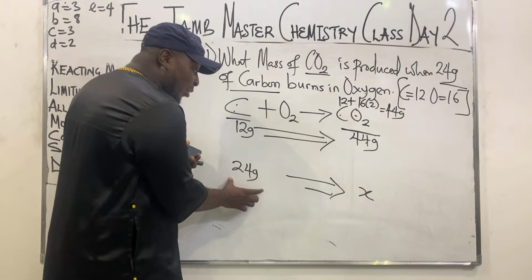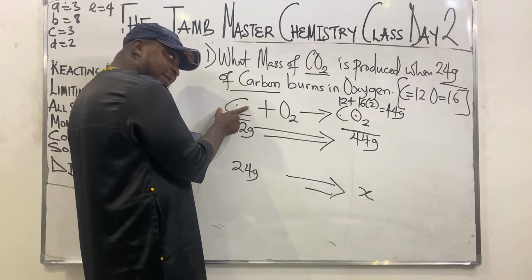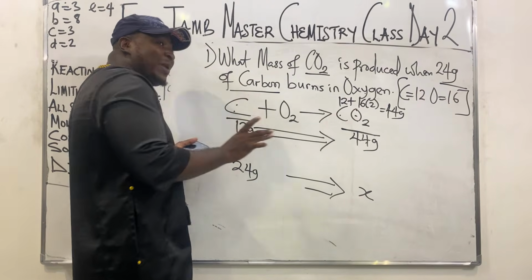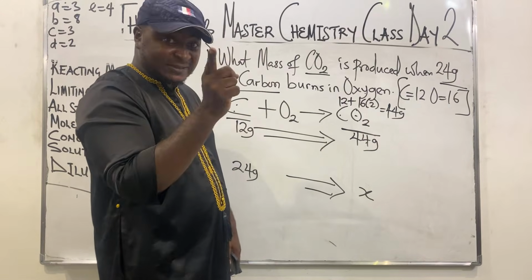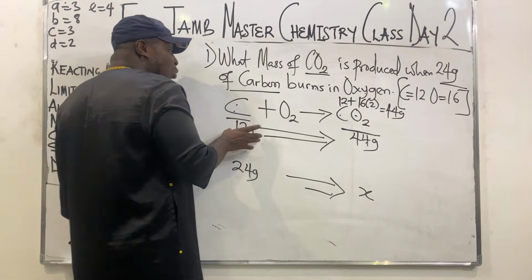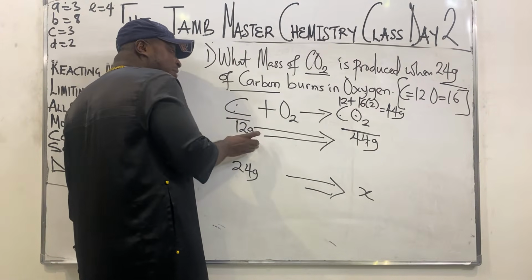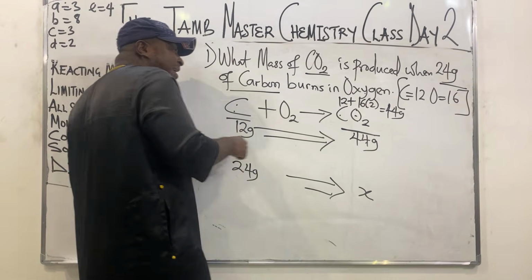Class, before you start answering the question, the question said, what mass of CO2 is produced from 24 grams of carbon? Leave this one aside. First ask yourself, from the balanced chemical equation, what mass of carbon gave what mass of CO2? You see why I first taught you balancing of chemical equations. 12 grams of carbon, because the mass of carbon is 12. They will give you this in the exam. 12 grams of carbon gave 44 grams.